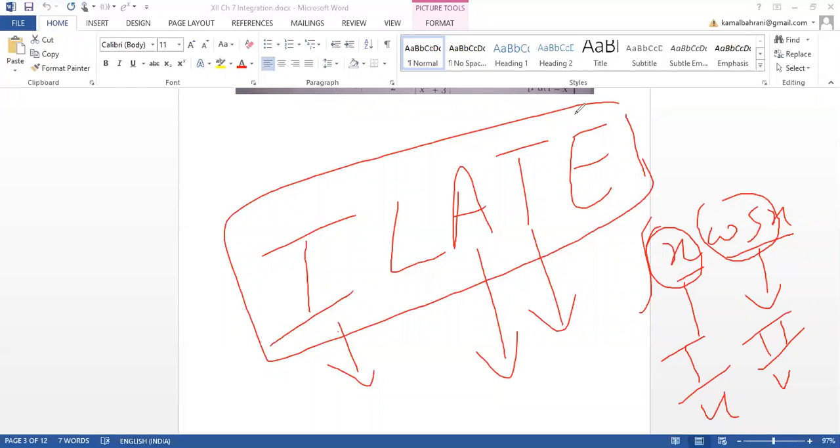So what does it mean? ILATE. I is the inverse trigonometric function. L is logarithmic function. A is your algebraic function. T is trigonometric function. E is what? Exponential function. So you go with this order only, always. Clear? Yes, I think so.